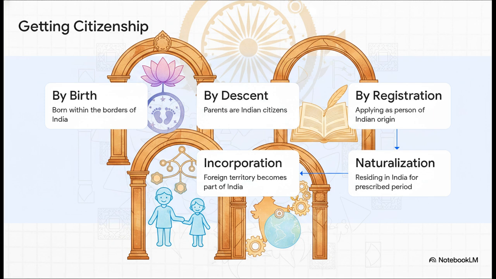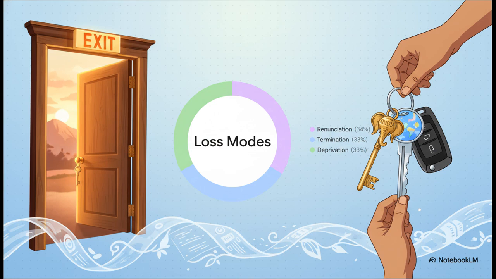Enter the Citizenship Act of 1955, which laid out 5 distinct pathways, basically 5 separate doors, to gain full membership. You can get the keys by birth within the borders, by descent through your parents, by formal registration, by naturalization over a period of time, or if India incorporates an entirely new territory. But just as there are doors to get in, there are exit doors to lose those keys. You can voluntarily renounce your citizenship or face deprivation in cases of fraud.